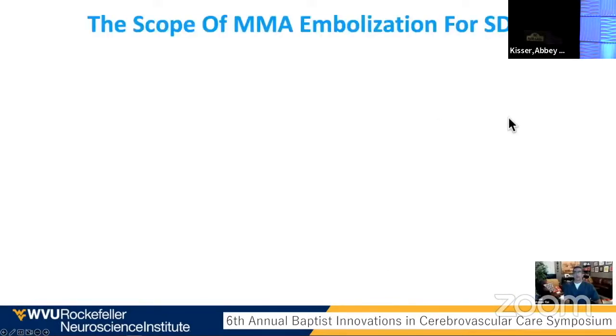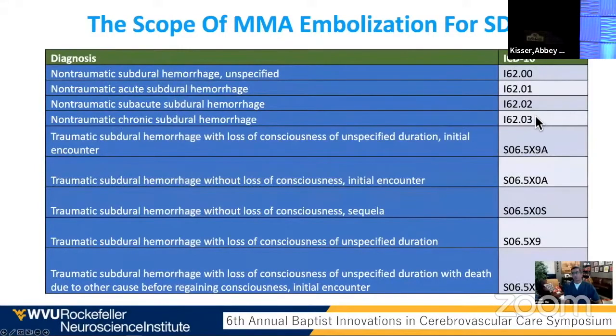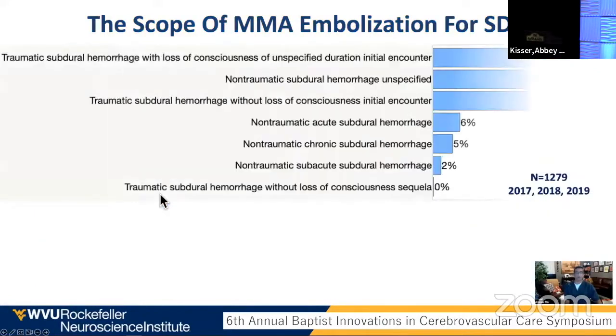The scope of MMA embolization for subdural hematoma: before we started our own practice, we went over the literature and epidemiology, but we wanted to understand what is the scope in our own population. And as a first step, we looked at all the ICD-10 codes that describe this disease. And there are several of them covering both non-traumatic and traumatic subdural hematomas with or without associated comorbidities. We looked at our own hospital over the last 3 years using these ICD codes. And we find that traumatic subdural hematomas were the most common. We're a level 1 trauma center, so this is not surprising.